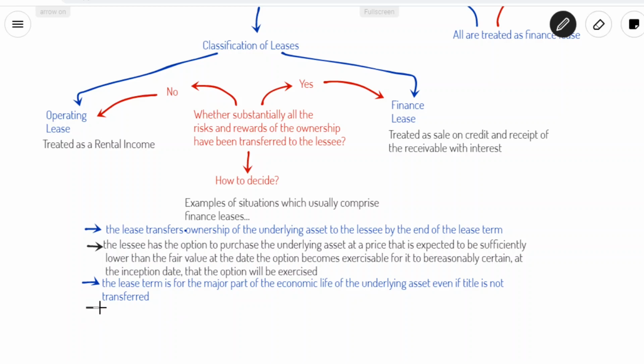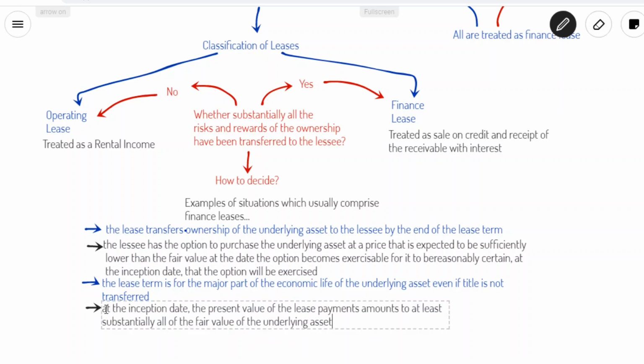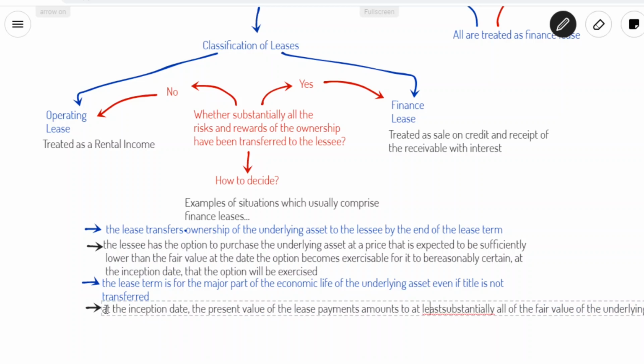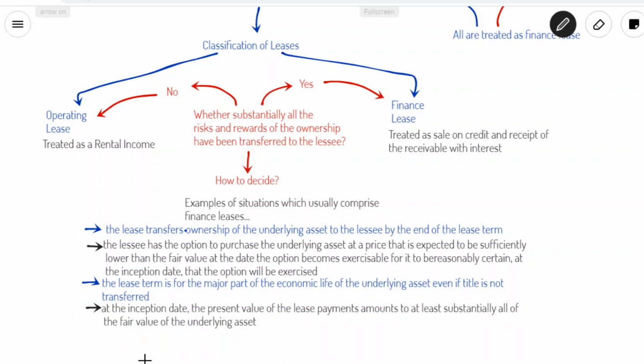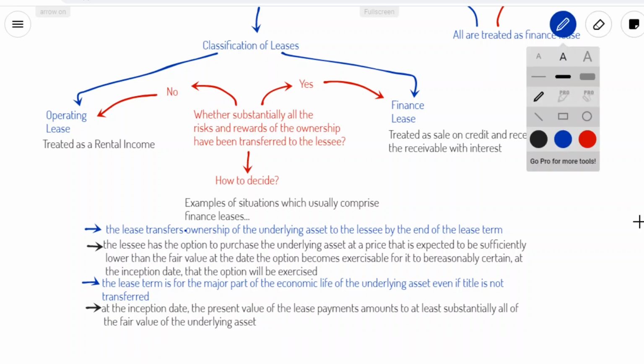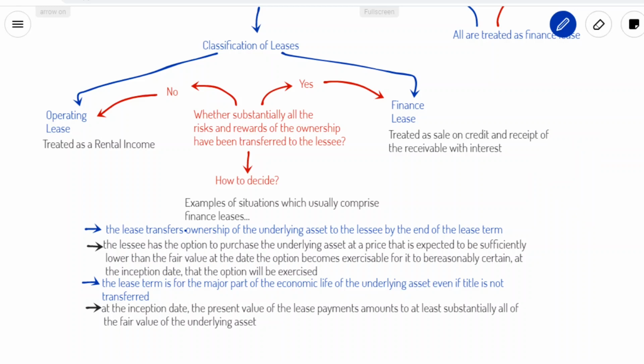Then the fourth situation would be at the inception date, the present value of the lease payments amount to at least substantially all of the fair value of the underlying asset. So if the fair value of an underlying asset is $100, then the present value of all the lease payments is $99, then we would assume that because the lease payments have entirely covered the fair value of the asset, it is like really selling that asset. It's really like purchasing the asset from the point of view of the lessee and selling that asset from the point of the lessor, because the entire fair value would eventually be received net of the interest payment, which are in addition to that price.